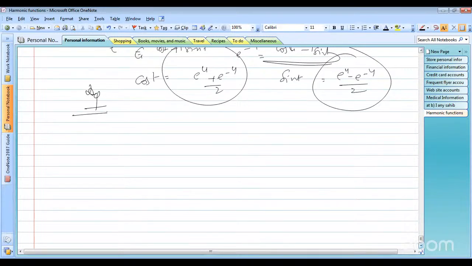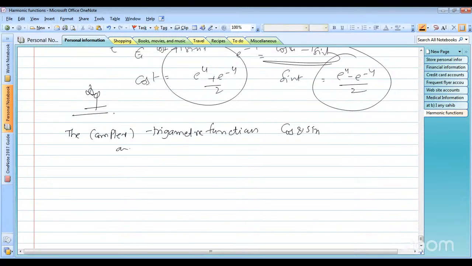Another definition we have to take here. The complex trigonometric functions, cos and sine, are defined by cos z is equal to 1 by 2 into (e to the power iz plus e to the power minus iz), and sin z is equal to 1 by 2i into (e to the power iz minus e to the power minus iz) for all z belonging to C.